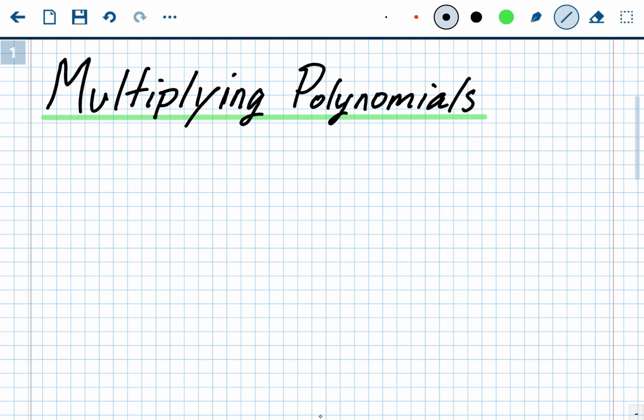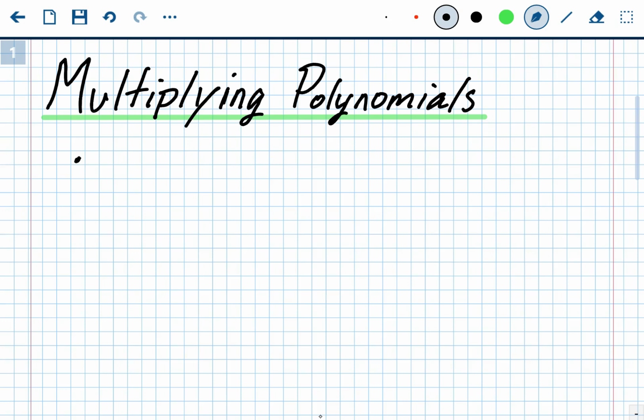Okay, so continuing on with polynomial operations, or using operations with polynomials, we've done addition, we've done subtraction, we're going to move on to the next one, which is multiplying. Now, since there are different types of polynomials, we got monomials, binomials, trinomials, and higher termed polynomials, there's different methods we use to multiply them. So it's depending on what type of polynomials you're multiplying.